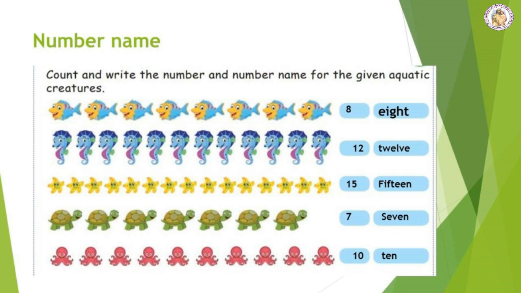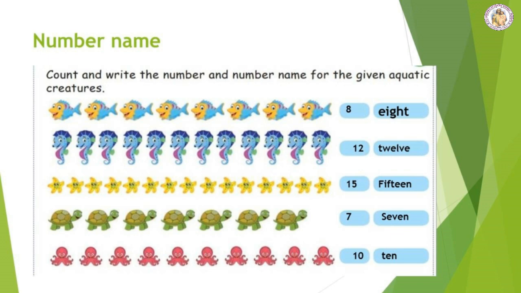E-I-G-H-T. And the next one, how many sea horses here? Yes, 12 sea horses here. So the number name is 12, T-W-E-L-V-E, 12. And the third one is starfish. How many is it? It is 15 starfishes. So 15, F-I-F-T-E-E-N.